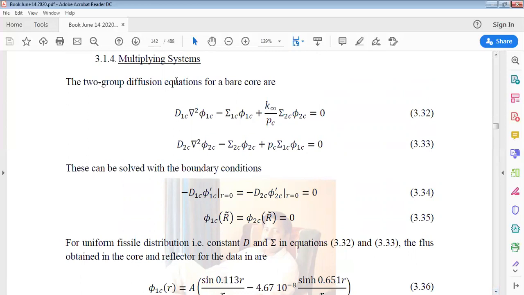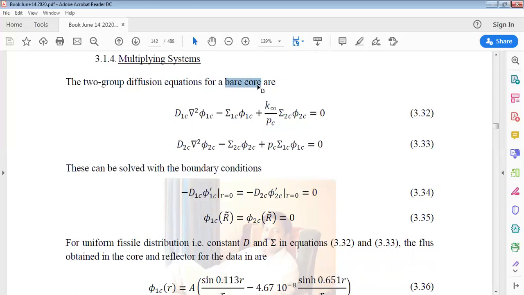Of course, you do not have multiplying systems in hospitals because you don't like to use uranium and plutonium near human beings. But there you've got radioisotopes. So of course, those are not multiplying systems. So let's write down the two-group diffusion equations for a bare core.